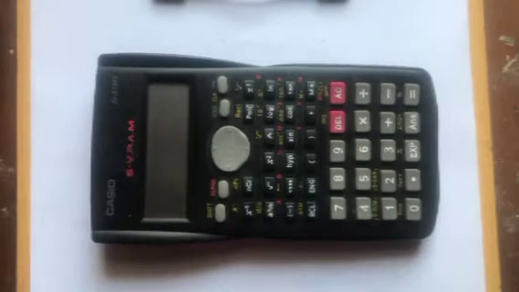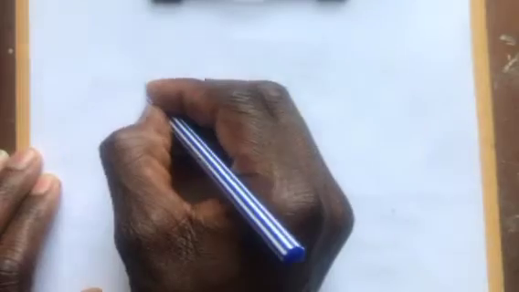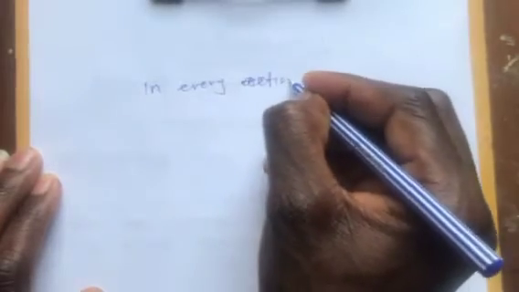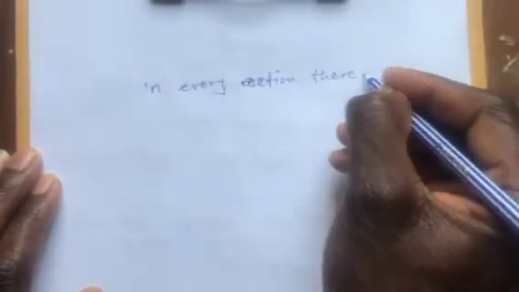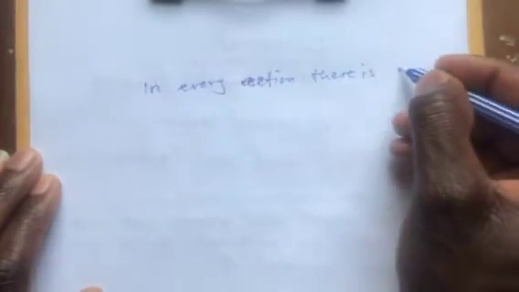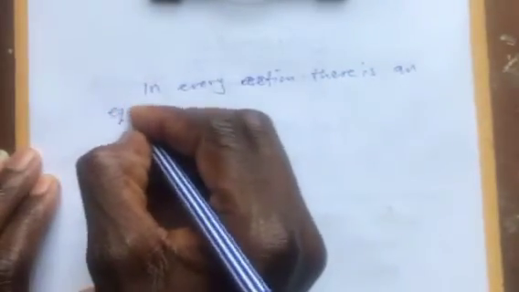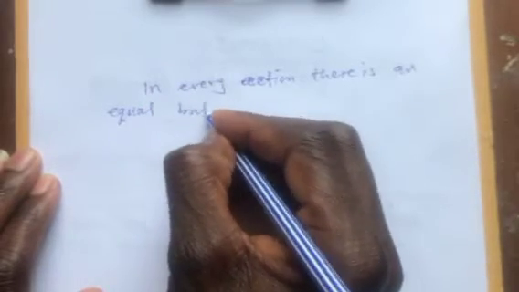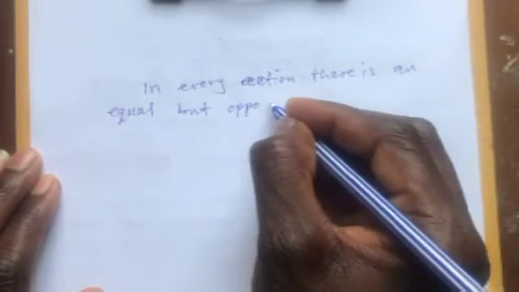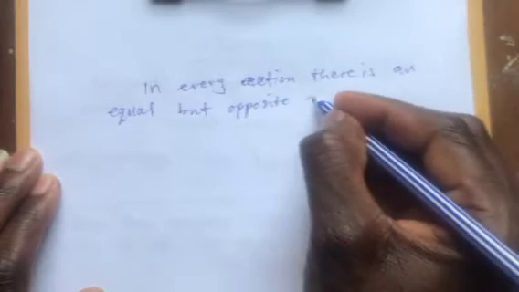So I'll try to explain this same law and also give you a simple illustration, or rather a diagram, so that you can understand fully what exactly it means. I'm saying the third law states that in every reaction there is an equal but opposite reaction.